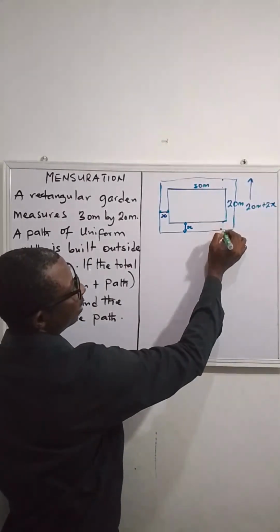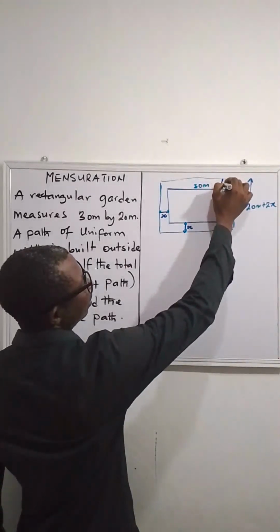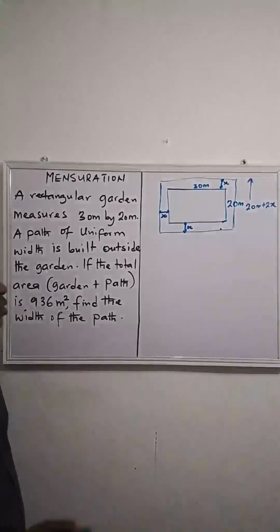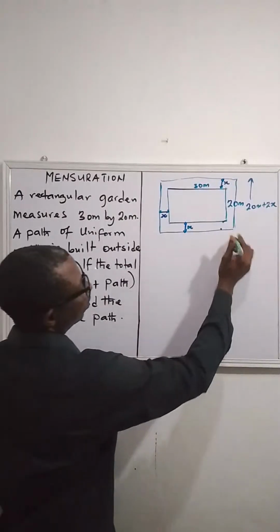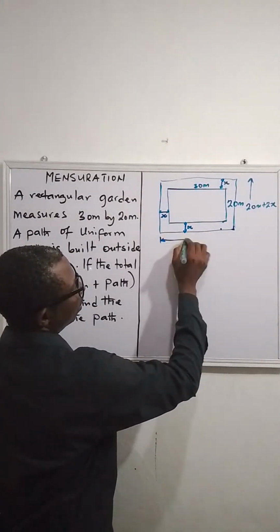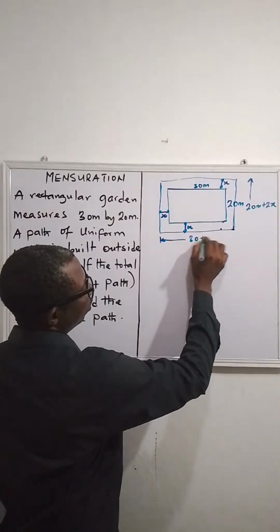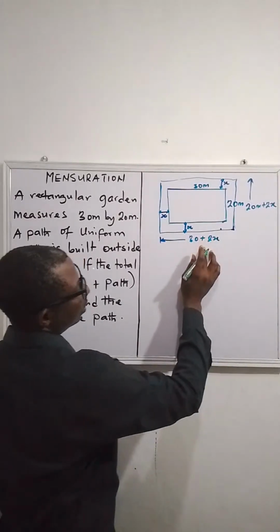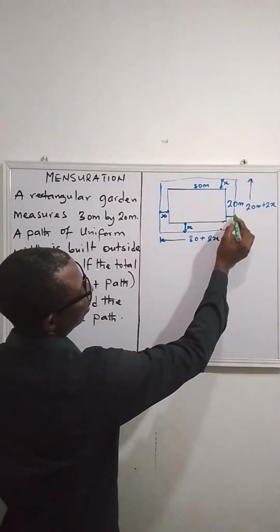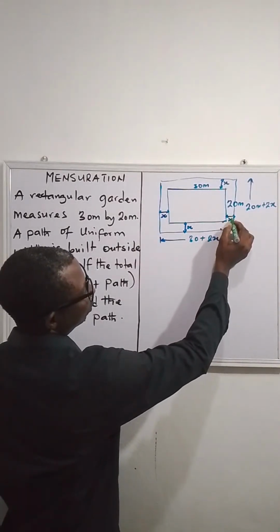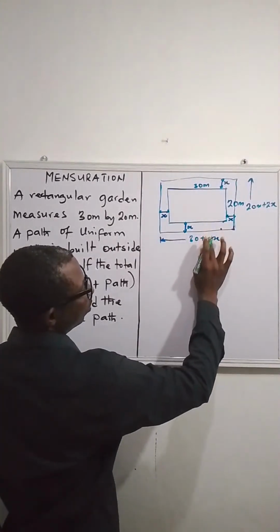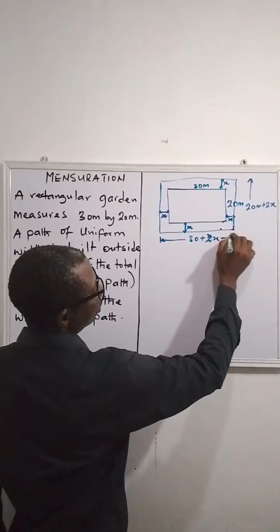So we have the x here and the x at the top here. All right. So now let us see the length. So here is going to be 30 plus 2x. You get that now? So we have x here, and we also have the width here, which is x. So we have two of them. So that's plus 2x.